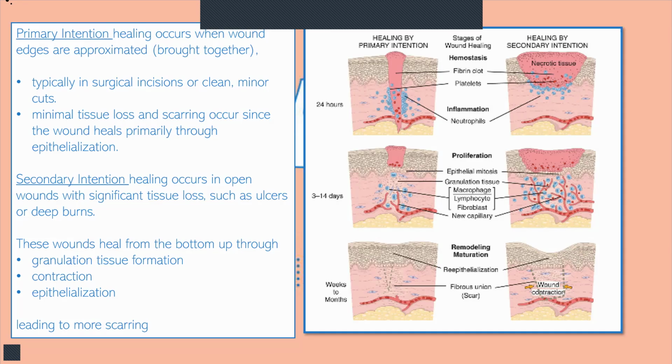Both healing mechanisms involve overlapping phases: inflammation, proliferation, and remodeling. But secondary intention healing is more prolonged and results in greater fibrotic tissue formation. Understanding these processes is essential for optimizing wound care and minimizing complications.